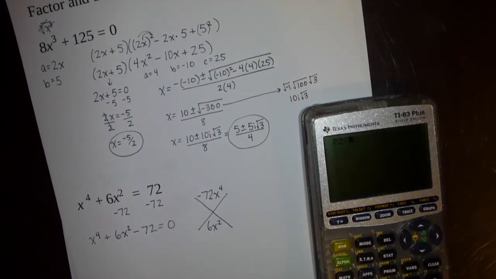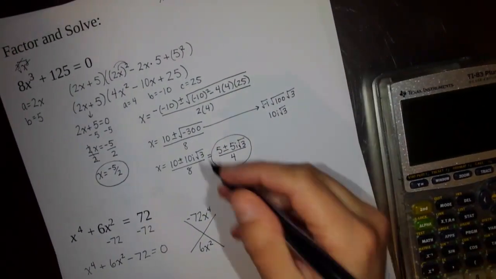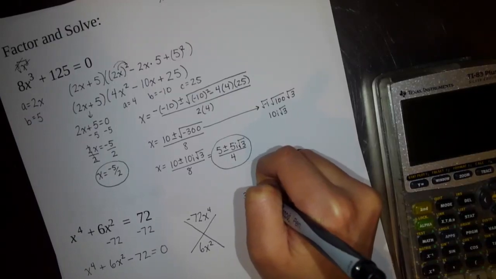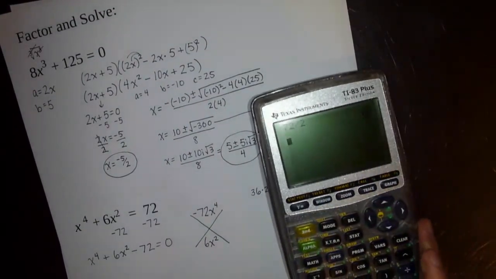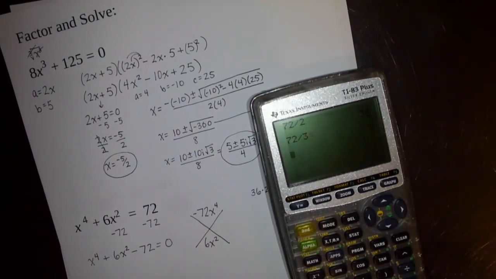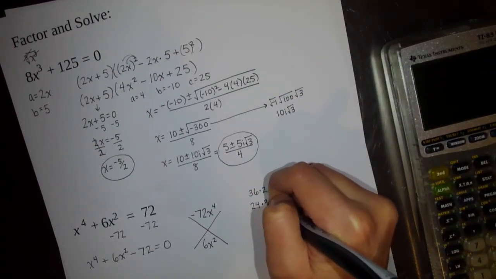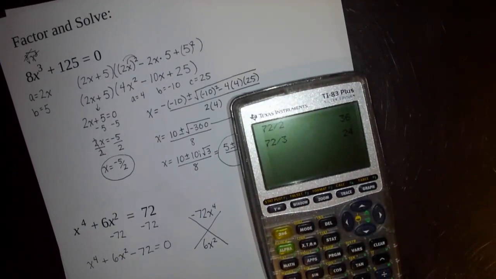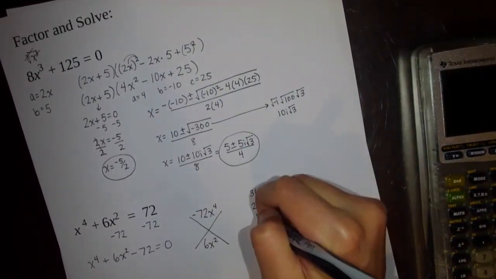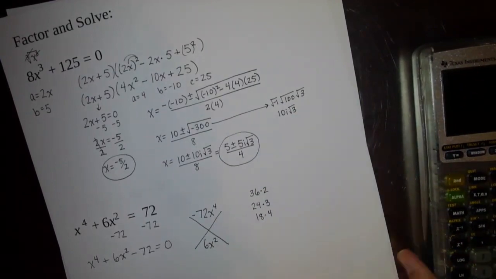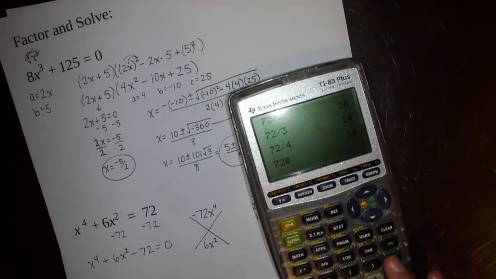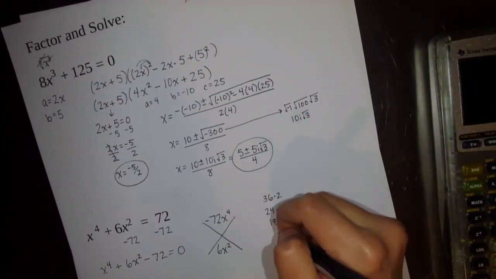So 72 divided by 2, 36 and 2. So I'm just brainstorming my factors of 72. So 72 and 3 and 24. 72 and 4 is 18. 72 divided by 5, that doesn't work. About 6, 6 and 12.